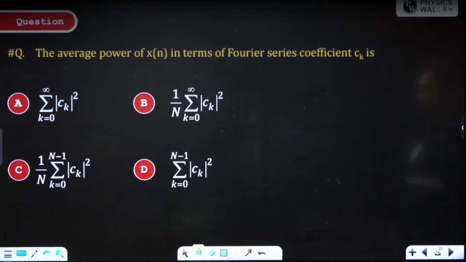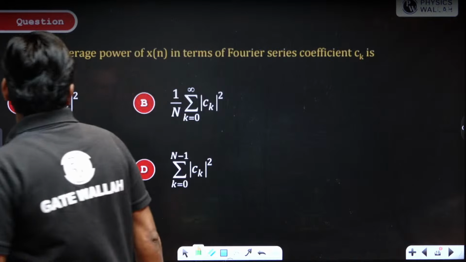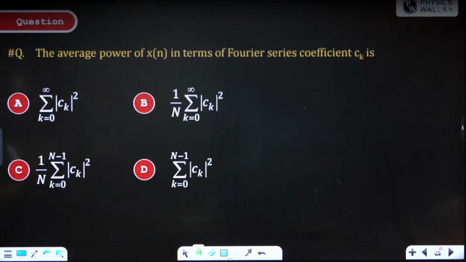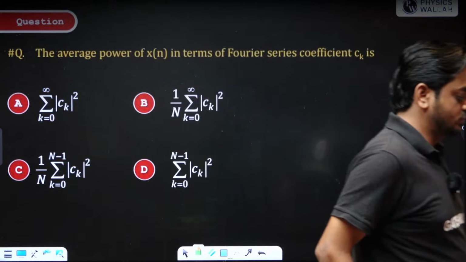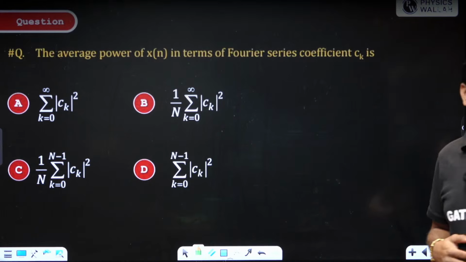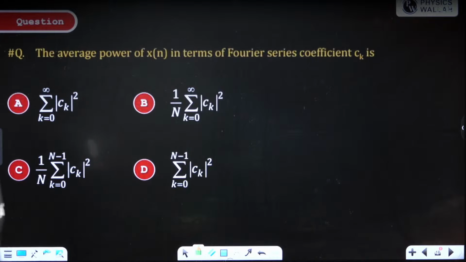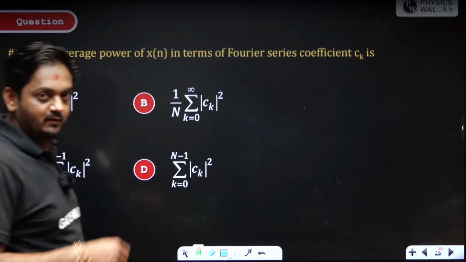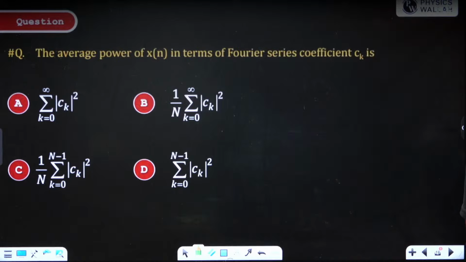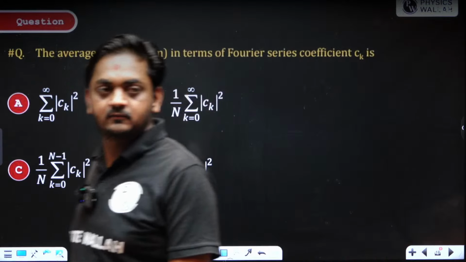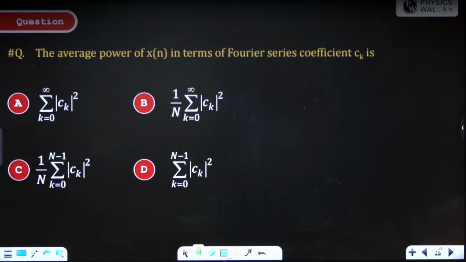Okay. Now a property based question, guys. The average power of x of n in terms of the Fourier series coefficient ck. Tell me which option should be the right answer. Simple question but important. Which option should be the correct answer for this question? Anyone?